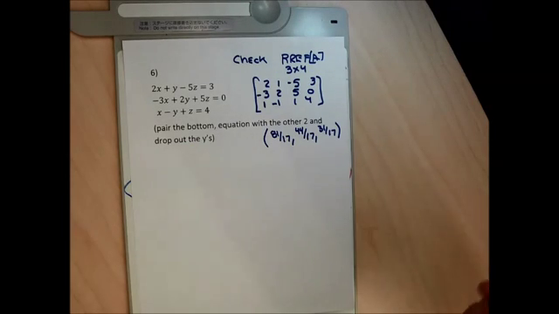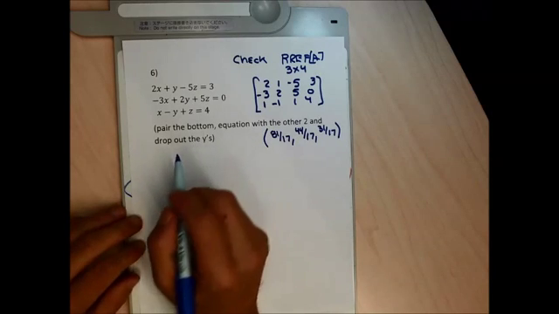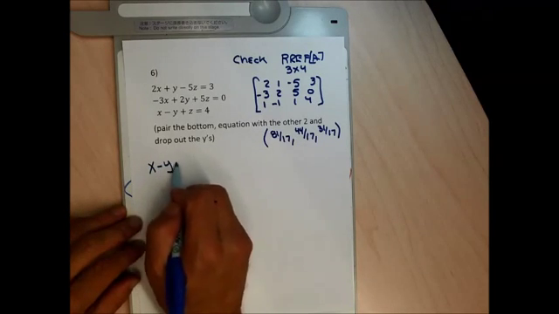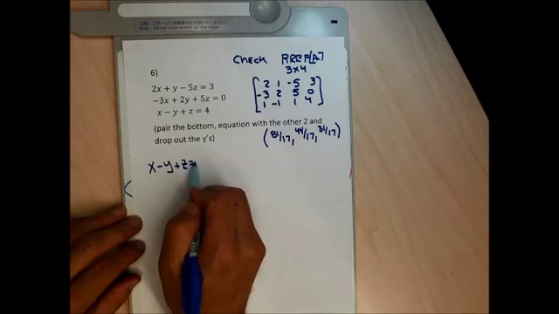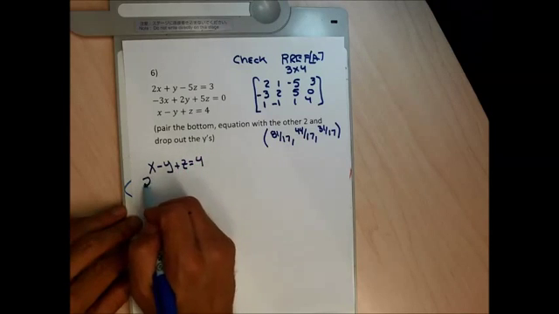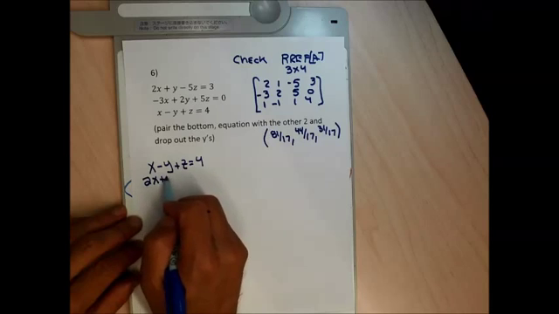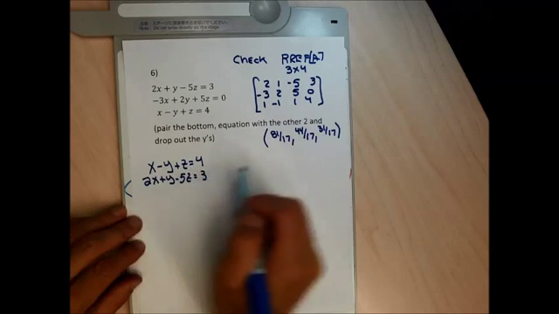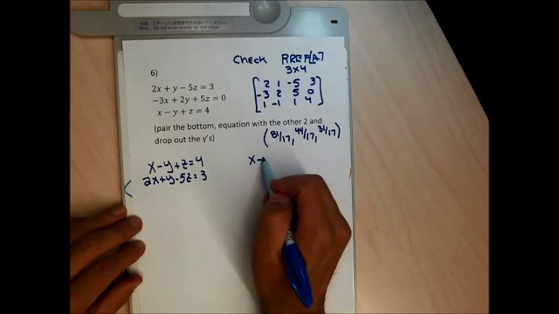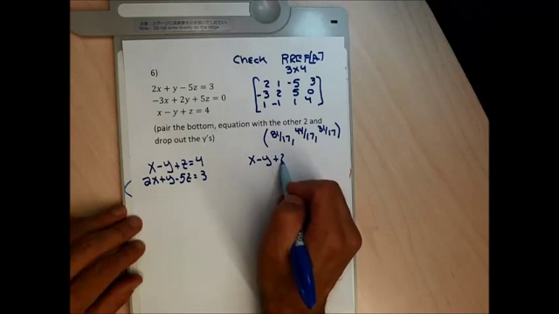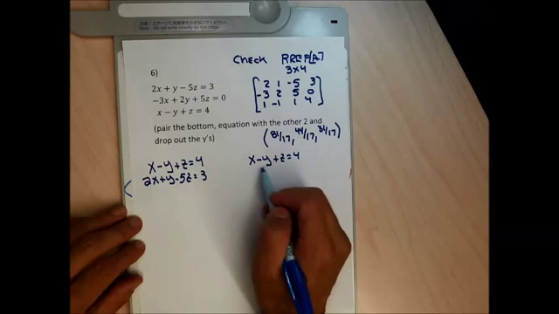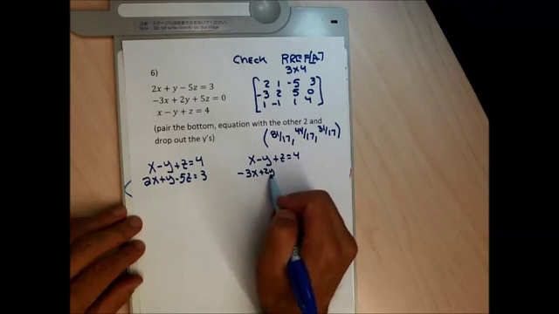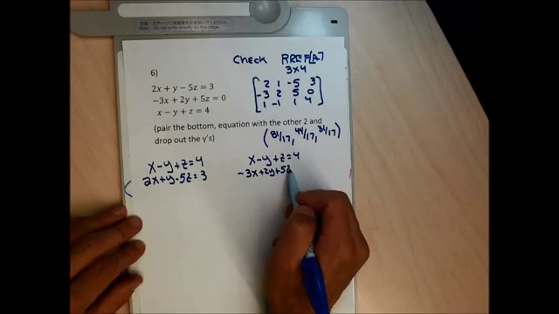Pair the bottom of the equation with the other two and drop out the y's. So first step, I'm going to take the bottom equation, x minus y plus z equals 4. I'll pair it with the top equation, 2x plus y minus 5z equals 3. And I'll pair the bottom equation, x minus y plus z equals 4, with the middle equation, minus 3x plus 2y plus 5z equals 0.